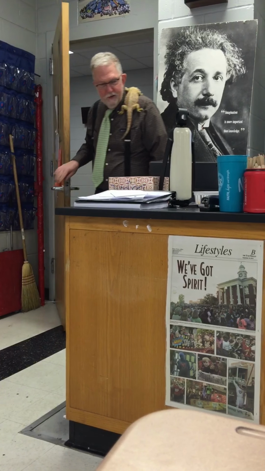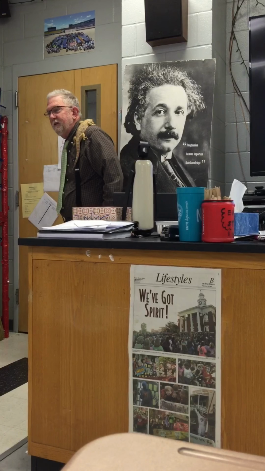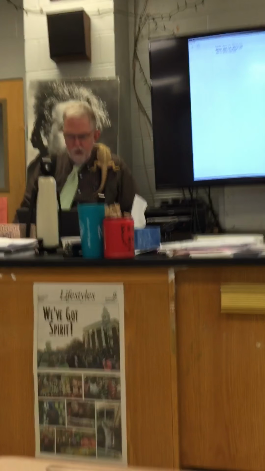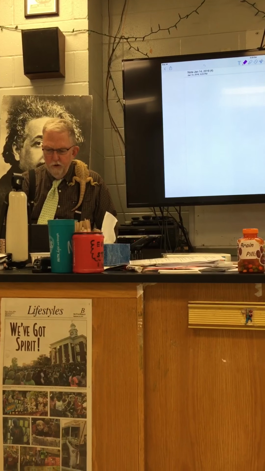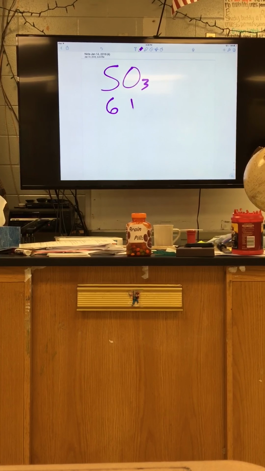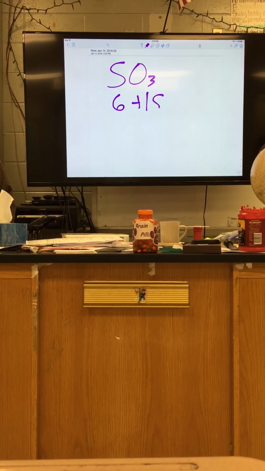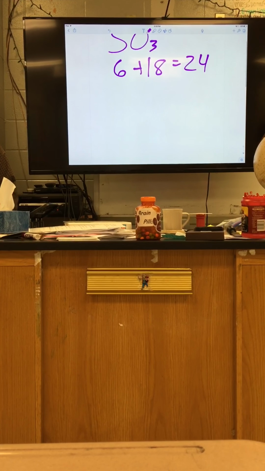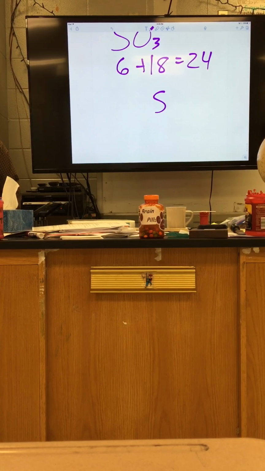How y'all doing? We're going to correct the mistakes we had in 7th period class. Who was sharp enough to notice that when we drew SO3 and found there were 6 valence electrons for sulfur, 3 times 6 is 18 for oxygen, which gives us 24. And then we proceeded to draw it, and it looked like this.